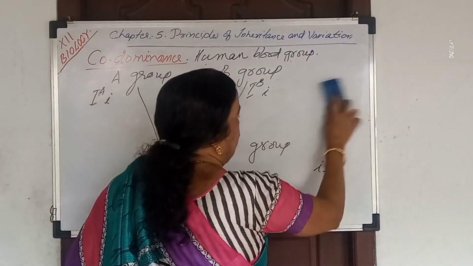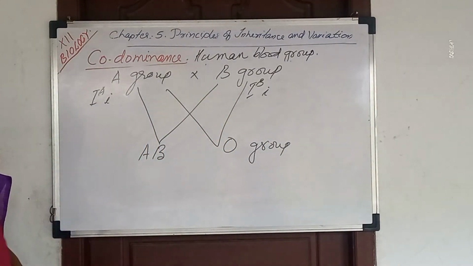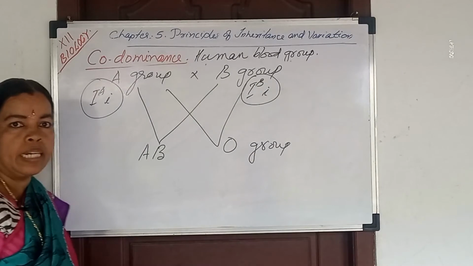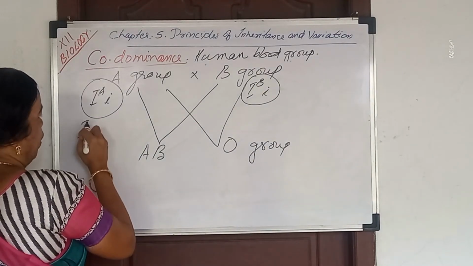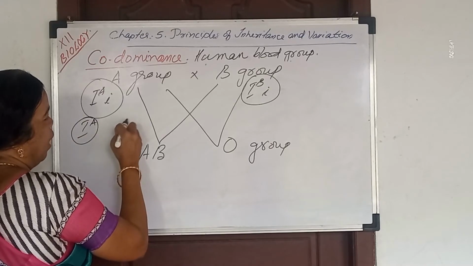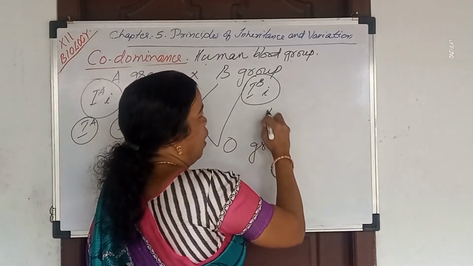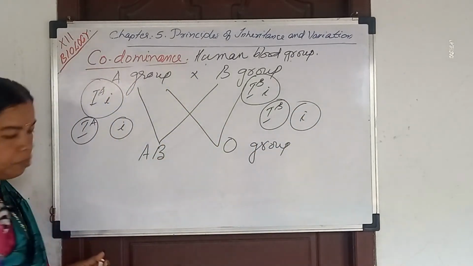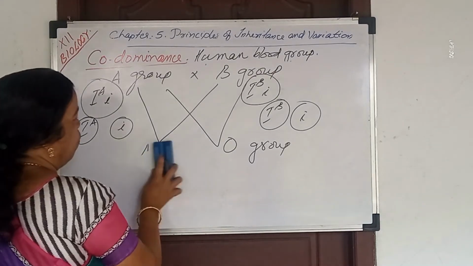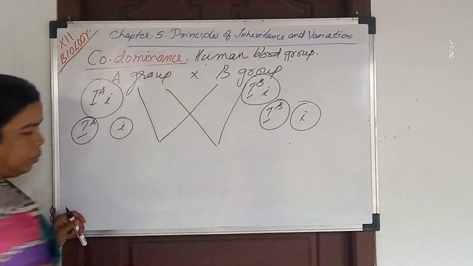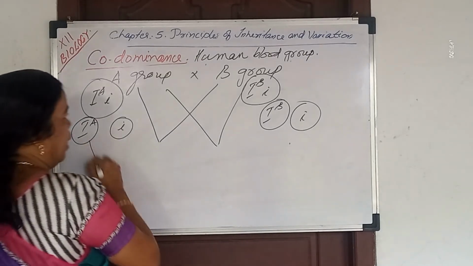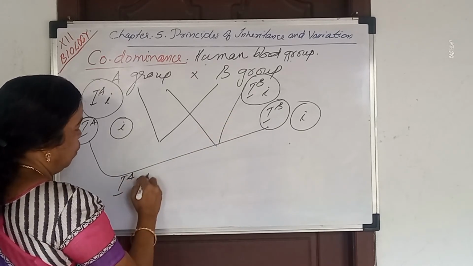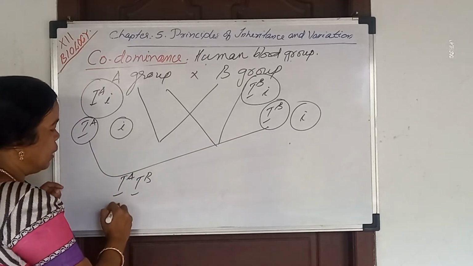Then work out the remaining combination. This is parent. This one also. Write the gametes as in earlier experiments. Two gametes here, IA and small i. Here IB and small i. Then proceed. Then IA and this one, IB. So both express, that group is AB.